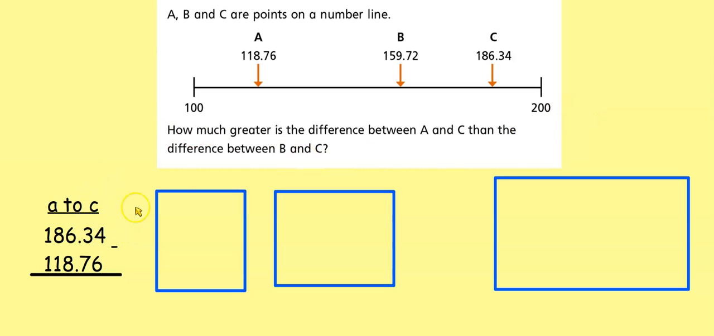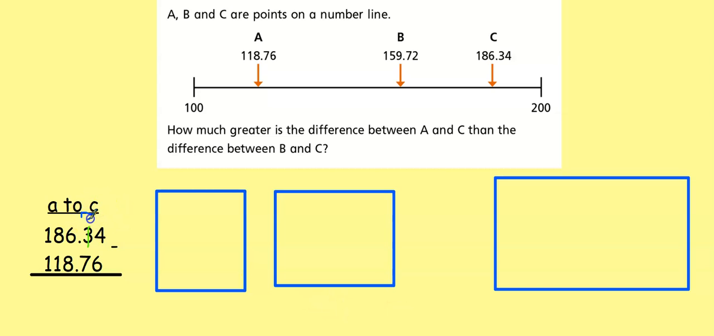So we can have a look, and the first thing it wants you to do is to work out the difference between A and C. So you can see point A is here, 118.76, point C is 186.34. So we can work out the difference there and do that calculation. So let's work it out the way it's almost forcing you to do it first. So we can do this, and we can see we've got a little bit of exchanging that needs to go on. I'm just going to change colour there because you might not be able to see that very clearly.